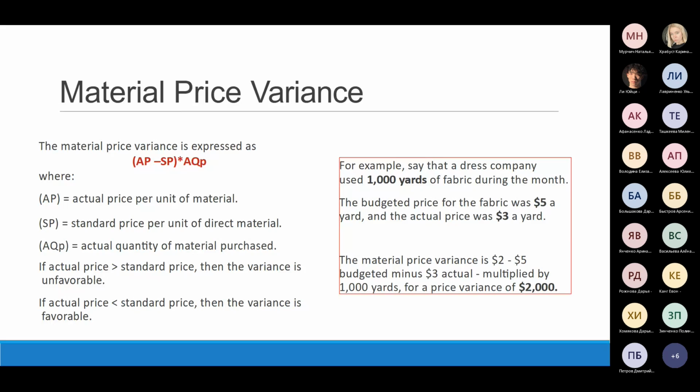So how do you think, and under what condition our unfavorable variance may be favorable, or in what case our favorable material price variance is not so good as we assumed? So it means that we can conclude that the positive difference between budgeted and actual is favorable.